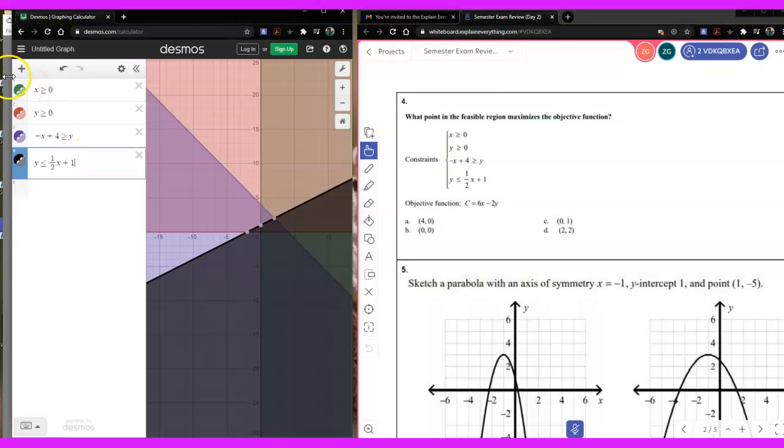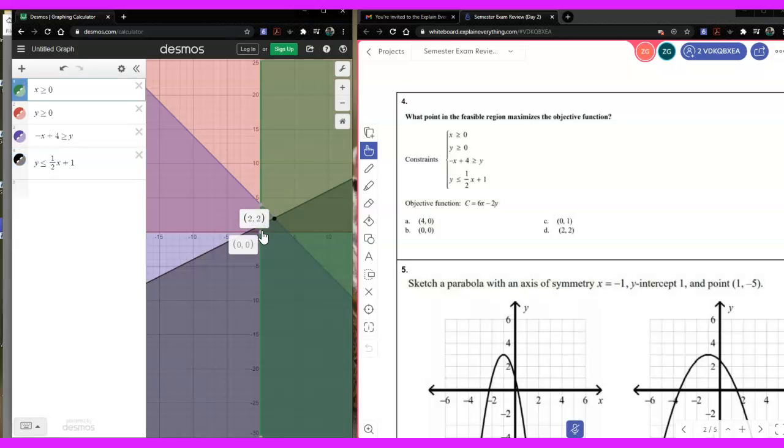So you want to see where they all overlap, and you can kind of see it here. It's going to be this point, this point, this point, and then also this point. Okay, so there are your 4 points: (0, 0), (0, 1), (2, 2), and (4, 0), which are the 4 that are here. Okay, which turns out to be good. So go ahead and make a table.